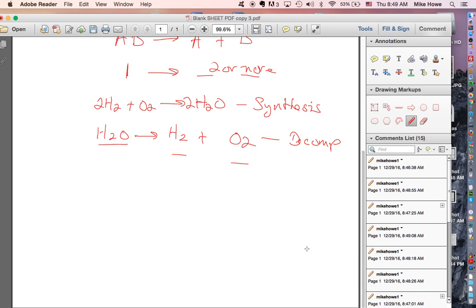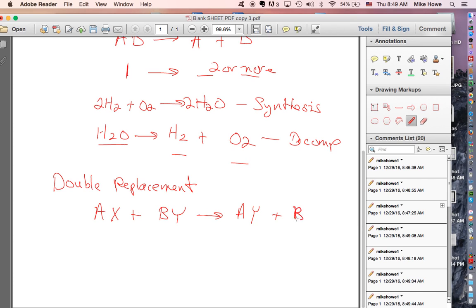Okay, the third type I'm going to show you is one we've done before. These are called double replacement. All right, in double replacement, you have maybe AX plus BY. Okay, you've got a cation, anion, cation, anion. They change partners. So the A would go where the B was. So now you have AY. The B goes where the A was. So you would have BX.